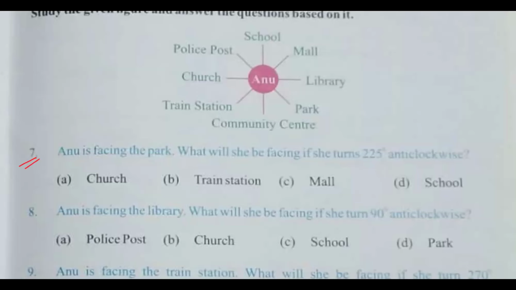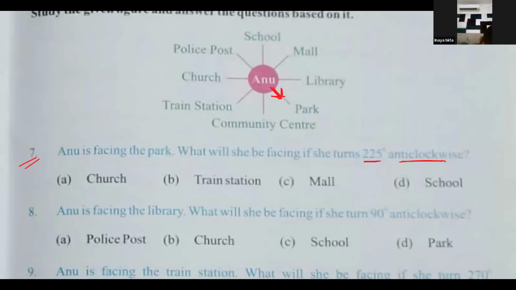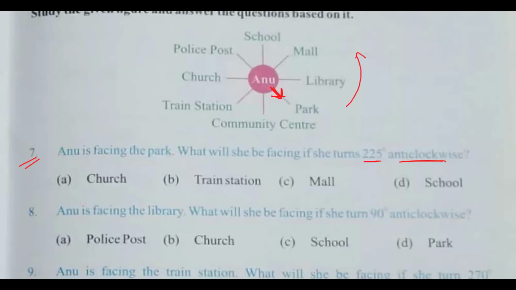Anu is facing the park. Where is the park? The park is over here. What will she be facing if she turns 225 degrees in the anti-clockwise direction? Anti-clockwise and 225 degrees. Let's find out. Solve it. Anti-clockwise again means towards the left.